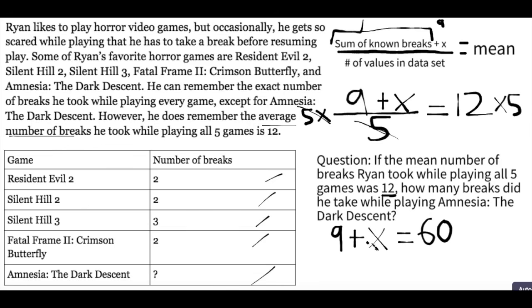So now, what do I do to get this x by itself? Well, since it's 9 plus x, if I subtract 9 from the left-hand side, the 9s will cancel out and leave me with x. But whatever I do to one side, I have to also do it to the other. Okay, so I have to subtract 9 from 60. And if I do this, x is going to equal 51, which is the right answer here.